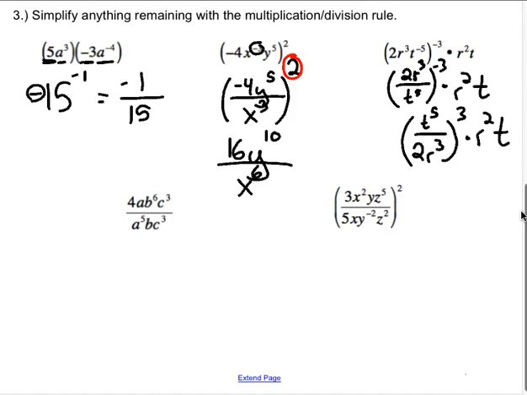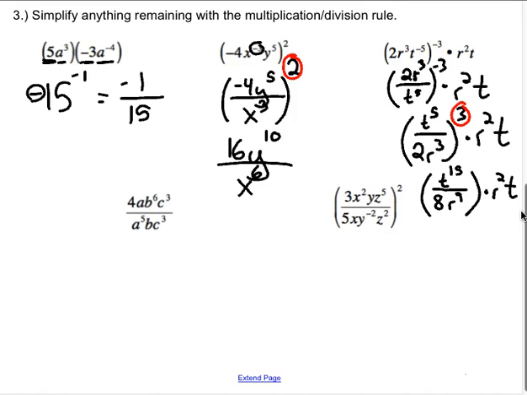Okay, now I'm free to apply that 3 throughout. So now power of a power says that becomes a t to the 15. 2 to the 3rd, 2 times 2 times 2 gives me 8. R to the 3rd to the 3rd, power of a power again. And then I still have that stuff sitting outside. All right, and the final step.